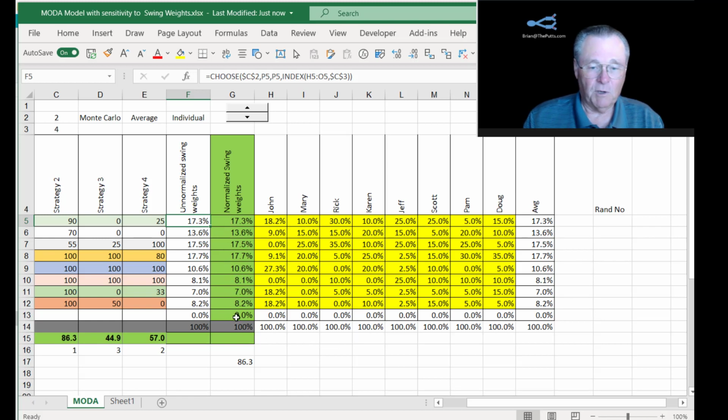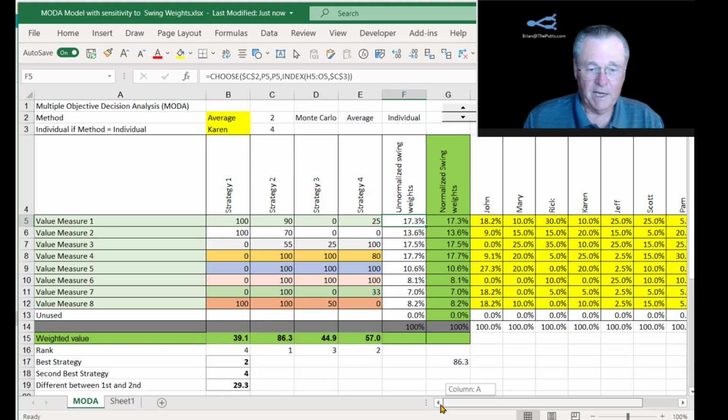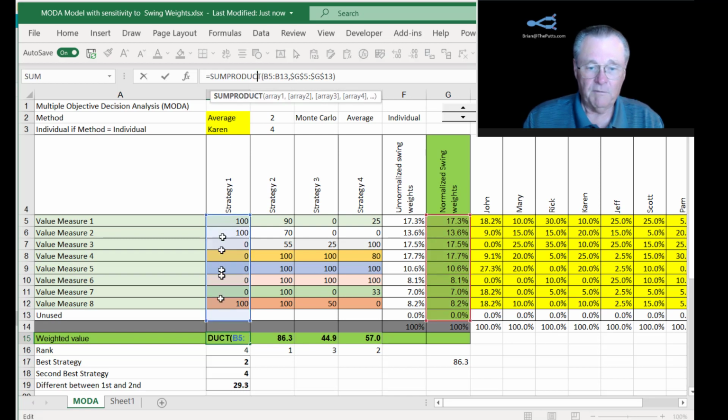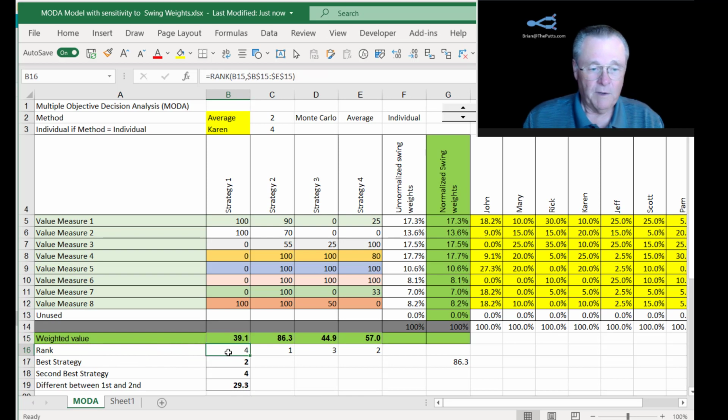Anyway, the idea is they have to come to 100%, and then I can do a cross multiplication here, a sum product of these values times these weights, and I come up with a score. It's very deterministic, and then I can rank these. So in this case, this is the lowest rank, so it gets a 4. This is the highest, so it gets a 1. And then I can identify the best strategy, that is strategy 2, and the second best strategy, strategy 4. These are important because we're going to show how to do sensitivity now.